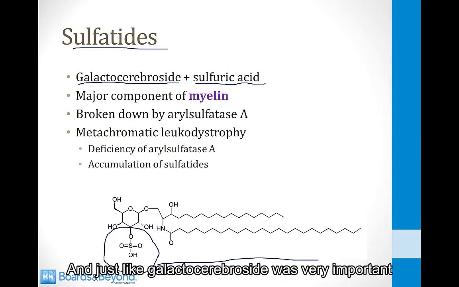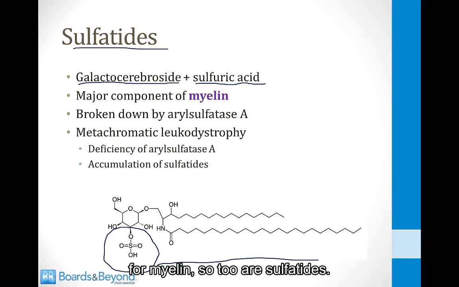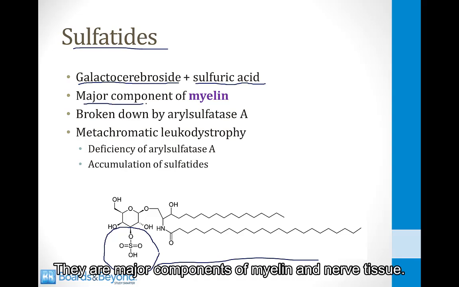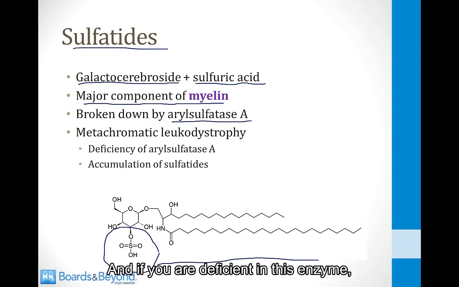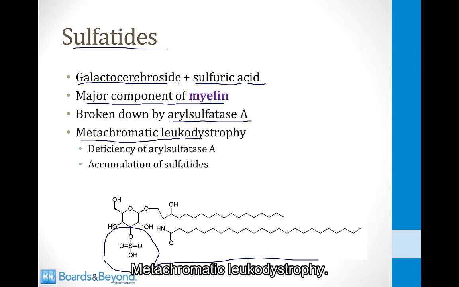And just like galactocerebroside was very important for myelin, so too are sulfatides. They are major components of myelin and nerve tissue. Sulfatides can be broken down by aryl sulfatase A, and if you are deficient in this enzyme, you will develop a condition called metachromatic leukodystrophy.